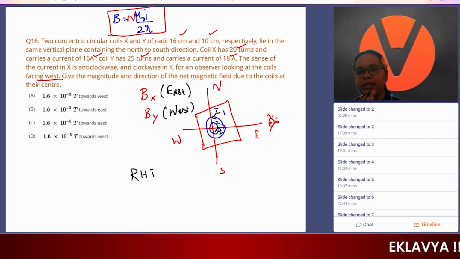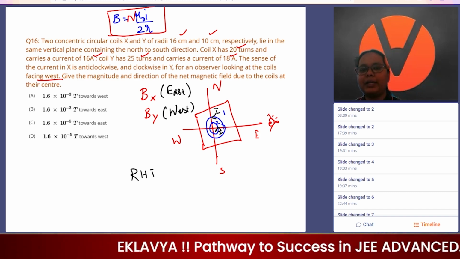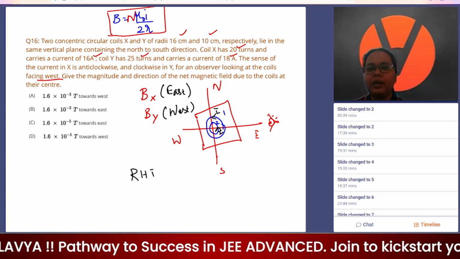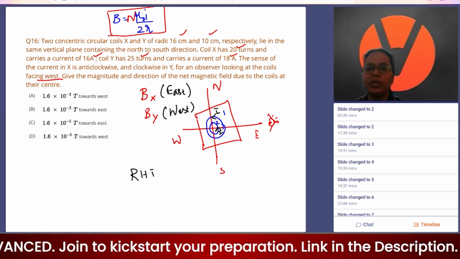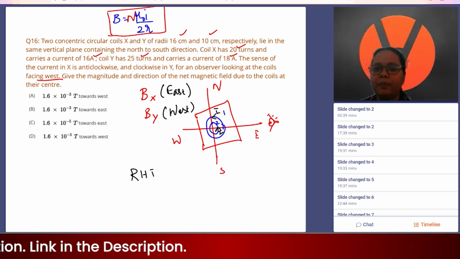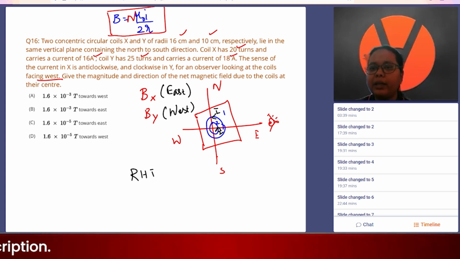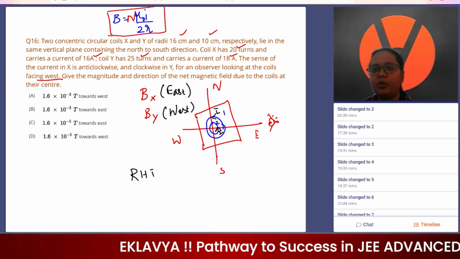We know a very simple concept: if you are adding vectors, the greater magnitude direction we will consider. You can check whether Bx or By is greater, and the resultant magnetic field will act along the greater magnitude direction. Both of them are acting in opposite directions, so to calculate the net magnetic field, since they act in opposite directions, we need to subtract.